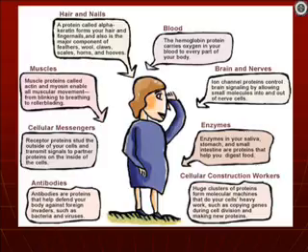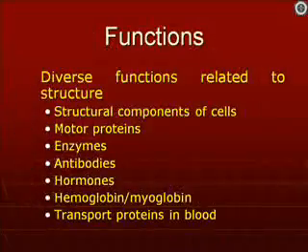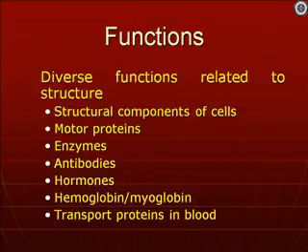As you know, proteins are part of hair and nail. In the blood we have hemoglobin. In the brain we have some channel proteins which are very important for us. All or most of the enzymes are proteinaceous in nature. In the muscles we have actin and myosin, and antibodies, which are an important part of the immune system, are composed of glycoproteins. So proteins serve diverse functions related to structure.